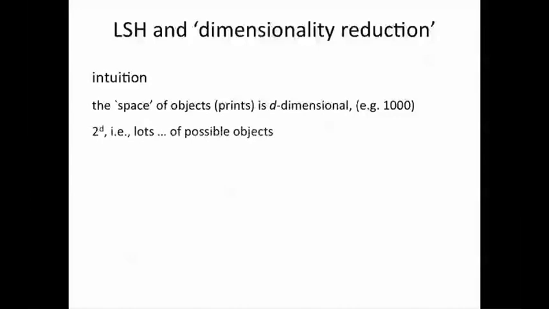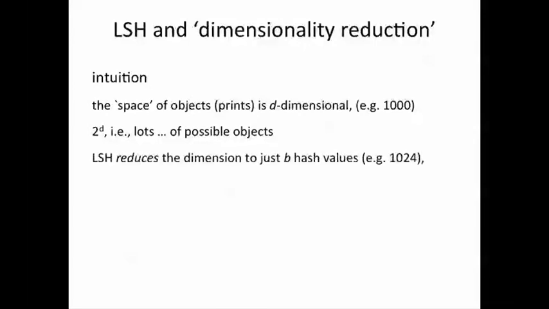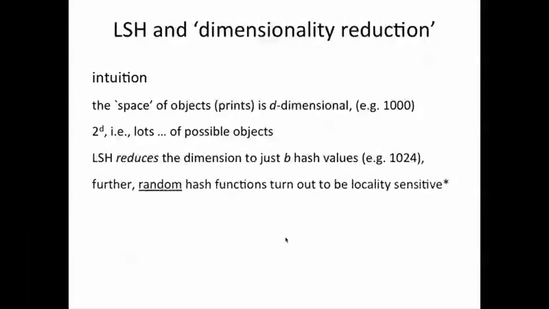There are lots and lots of possible objects in this space, not all of which are fingerprints, but definitely the space is very, very large. 2 to the 1,000 is really, really huge. What LSH does intuitively is it reduces the dimension to just b hash values, and b is small, 1024 in this case. Further, the fact that we use random hash functions turns out to make them locality sensitive.